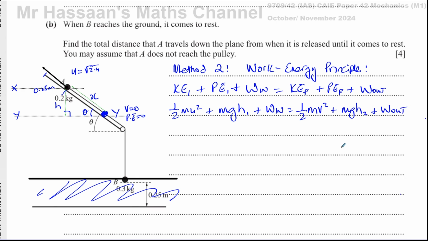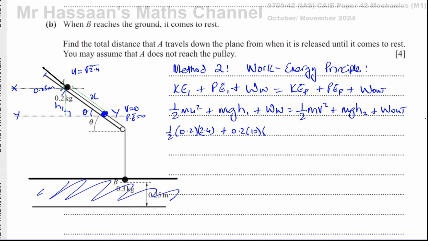Now putting the values in, we have a half times m times u squared, which is the original speed there. So we have a half times the mass, which is 0.2, times u squared. Now u is root 2.4, so u squared is going to be 2.4, plus the mass, which is 0.2, times g, which is 10, times h. Now h1 is this distance here, and we want to express this in terms of x because we're trying to find x.